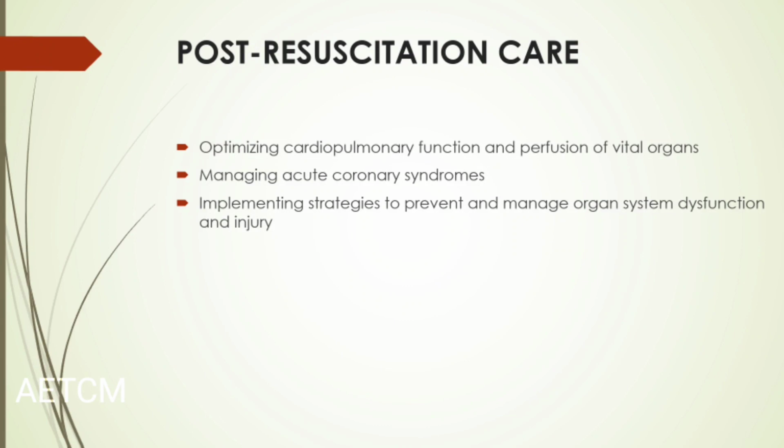Now, the most important thing is, once you have a resuscitated patient, what has to be done next? Three things have to be managed in post-resuscitation care. One is to optimize cardiopulmonary function and perfusion of vital organs. If after taking the ECG of a post-cardiac arrest resuscitation patient you find a possibility that the patient has an MI, then you have to immediately shift for thrombolysis, or go for a PCI wherever the center we are working with allows. And then you have to implement strategies to prevent organ system dysfunction and injuries.